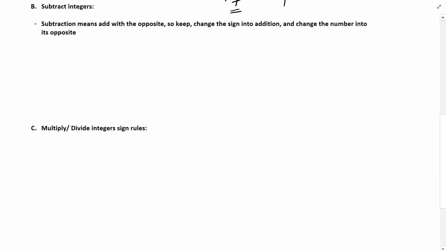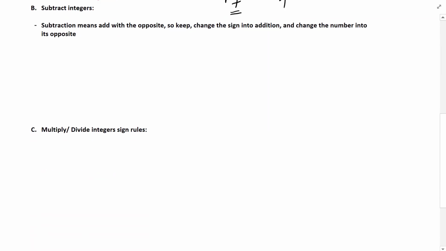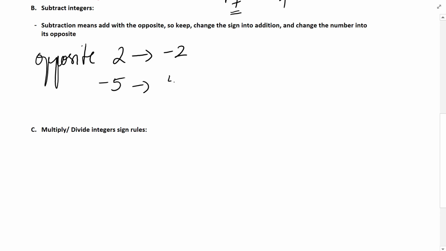Let's take a look at subtraction. Subtraction means add the opposite. So keep and change the sign into addition. And so keep the first number, change the sign into addition, and change the number into its opposite. So what do I mean by opposite? Well, opposite of 2 is -2. Opposite of -5, it's 5. Opposite of 0, well, it's just 0. Opposite of 1, -1. And so on.